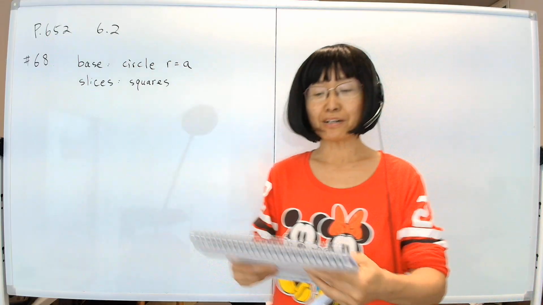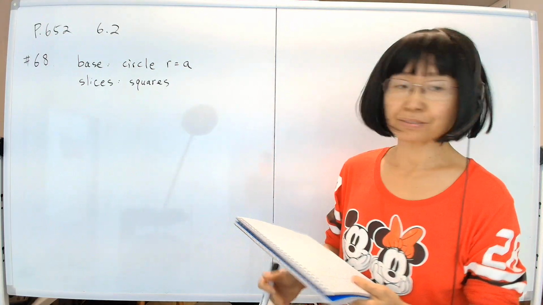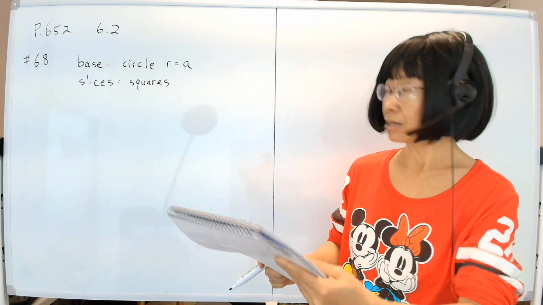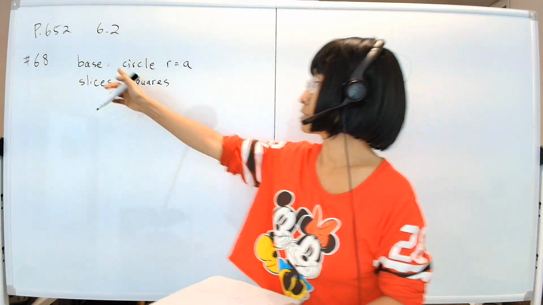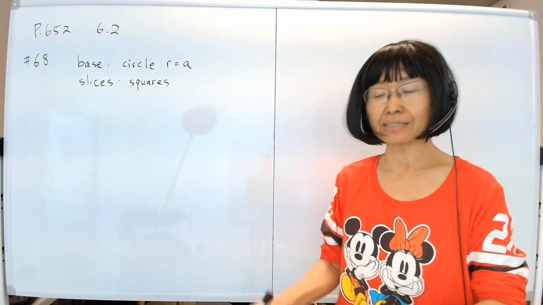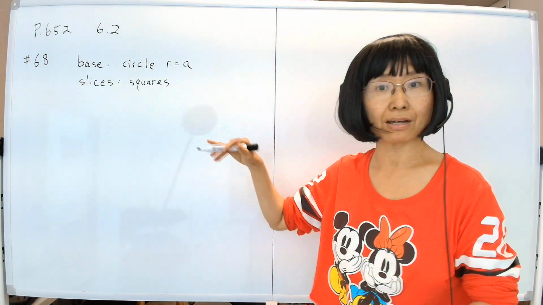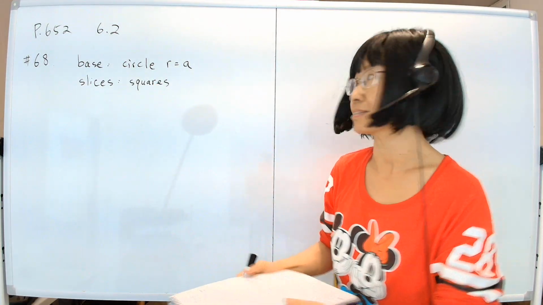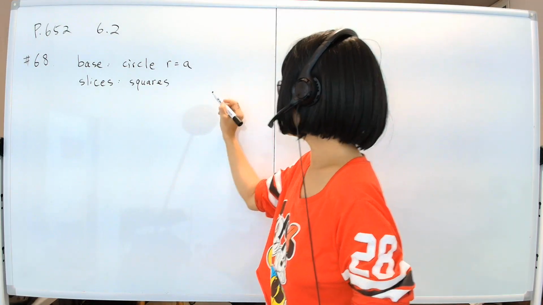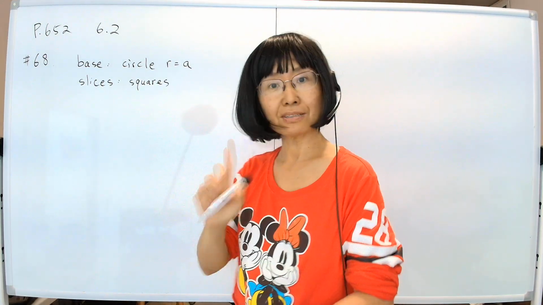Now that you're done with the homework, let's look at some of the problems. First, number 68. It says that we have a base, which is a circle with radius a, and there are squares sitting on top of it. Those are your slices. So to see that in 3 dimensions, we only need to see one slice.